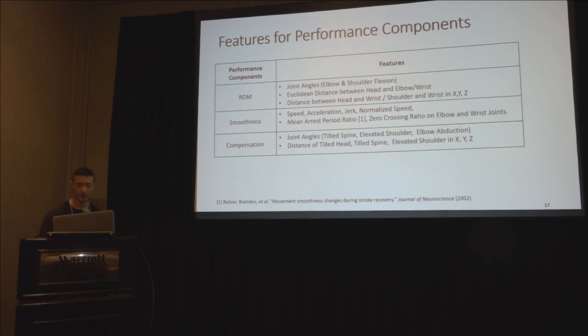Given these features, we also have these three performance components, and we ended up extracting a number of features for each of them. The range of motion is composed of joint angle and distance measurements, and smoothness is mainly composed of the speed-related ones on the elbow and wrist joints. And compensation is also composed of joint angle and distance features to represent the occurrence of compensatory motions.